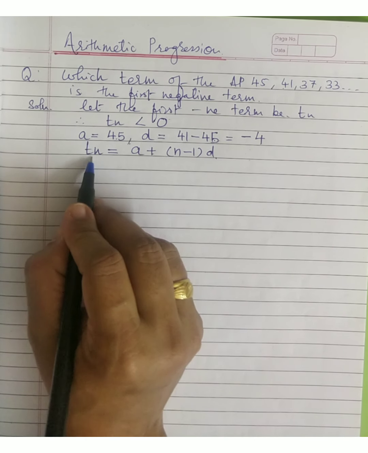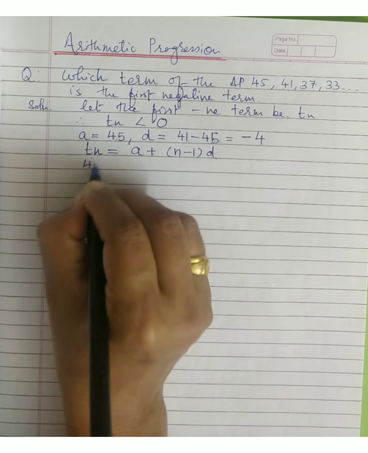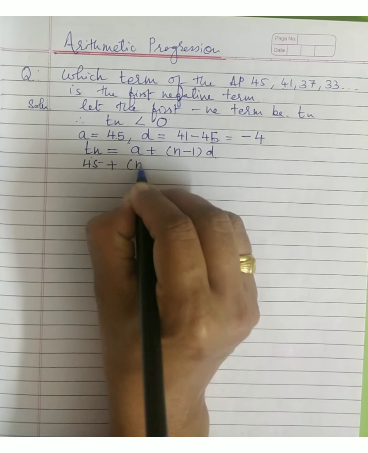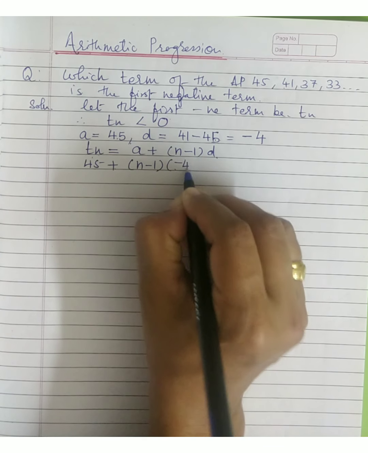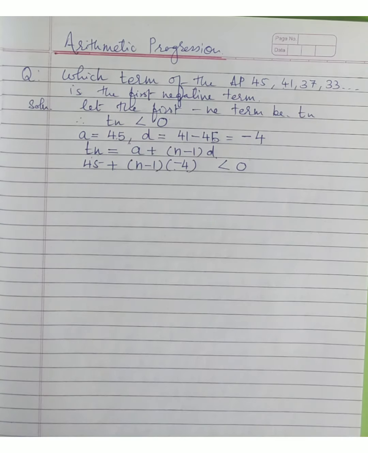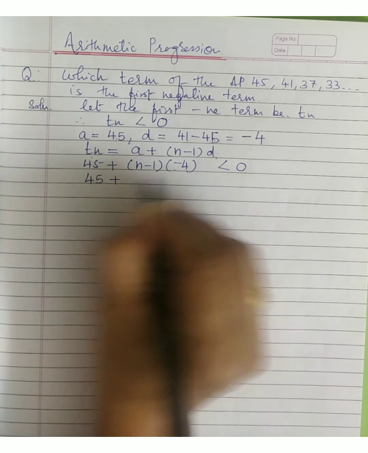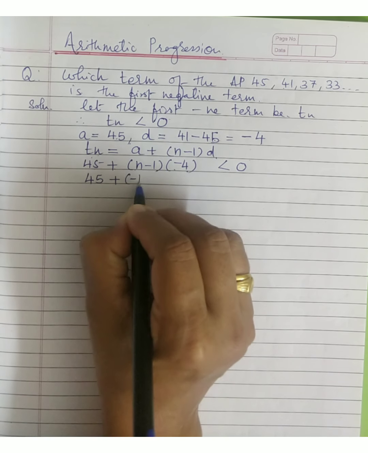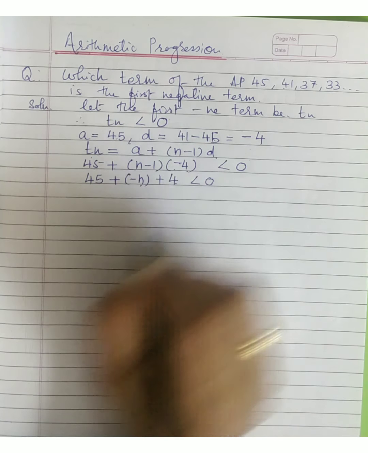Now this is our nth term. So the nth term you will be writing as 45 plus n minus 1 into d, that is minus 4. And this nth term should be less than 0. This part is important here. Now simplify. 45 plus, open the bracket, n into minus 4, so it will be minus 4n. Minus minus plus 4 is less than 0.